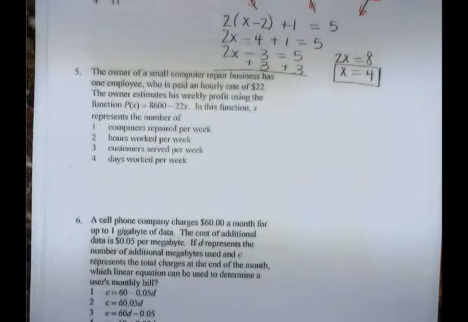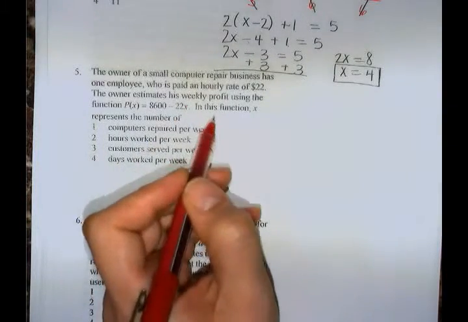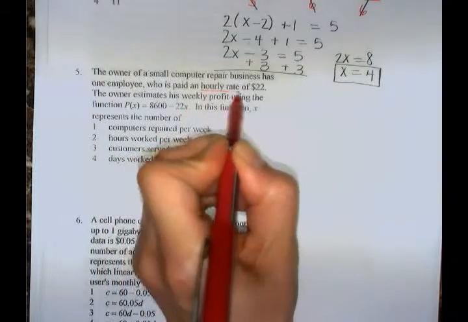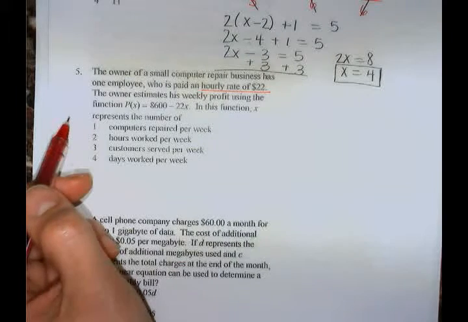Okay, number 5 and 6 have to do with the same kind of thing, so I'm going to do those together for you. Number 5, the owner of a small computer repair business has one employee who has been paid an hourly rate of $22. I'm going to underline that. The owner estimates his weekly profit using the function P of X equals 8,600 minus 22X.